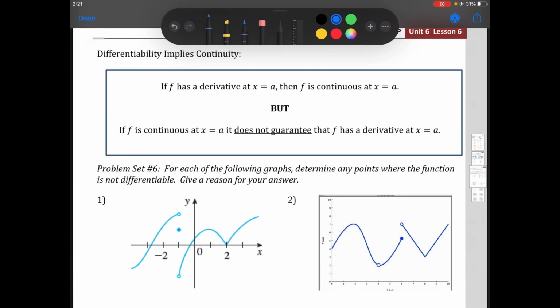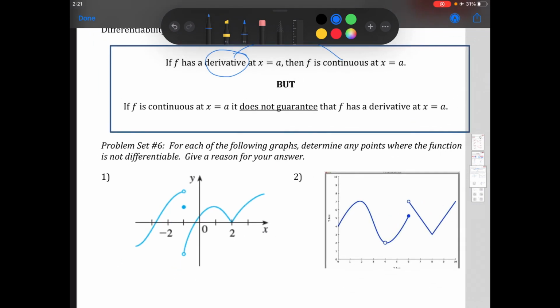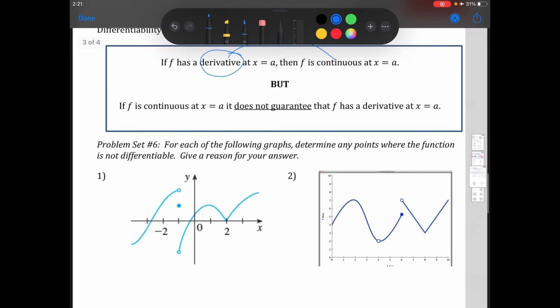So let's move on to the next page. I just want to sum this up. Differentiability implies continuity. If f has a derivative at x equals a, then f is continuous at x equals a. So if you have a derivative, it means it's continuous at that value. But if f is continuous at x equals a, that does not guarantee, so please remember, continuity does not guarantee that you have a derivative. So please be very careful about it.